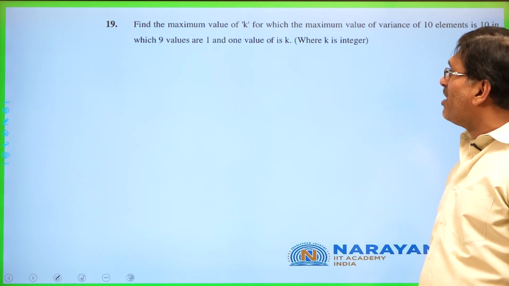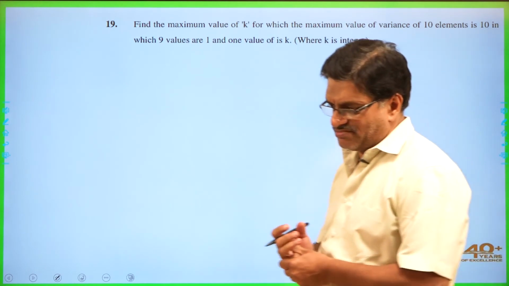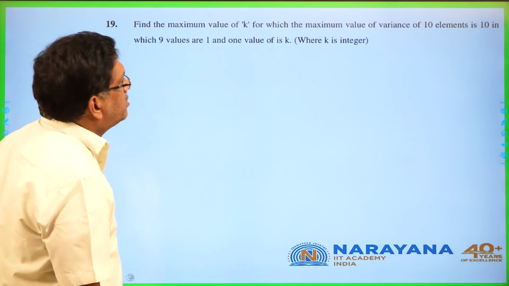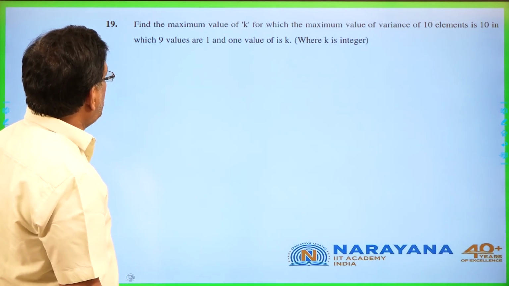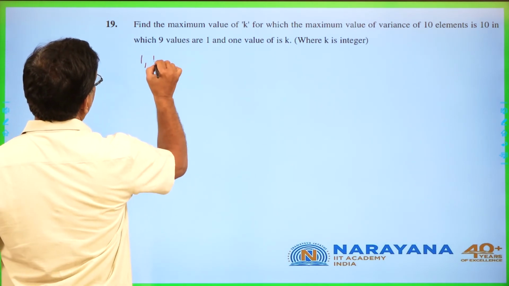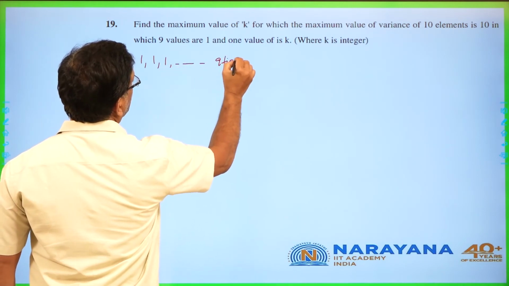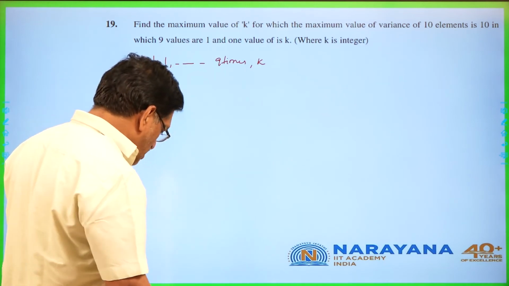Find the maximum value of k for which the variance is maximum. You have to remember the formula. We have 10 elements, in which 9 values are 1 and 1 value is k: 1, 1, 1, and so on up to 9 times, comma k. This is what he has given.